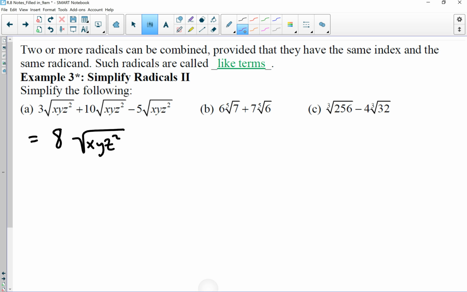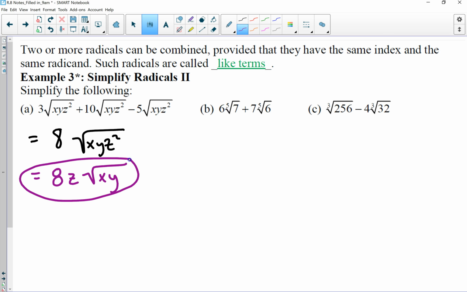Well, a single x can't be pulled outside the square root because we need 2 of the same value to have it come outside the root. Same thing with y. The z, though, does have 2 of the same item. A z squared is the same thing as z times z. So I can pull that z outside in front of my root, leaving just the square root of xy. So there was a little bit of simplification, and like anything, we are always trying to simplify our answers, so we always want to see if we can reduce them down in some way.